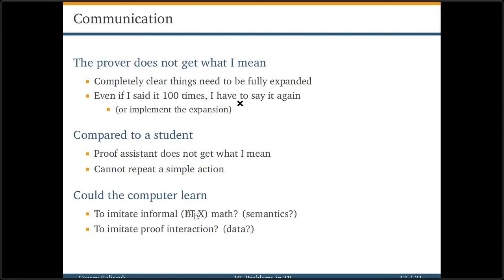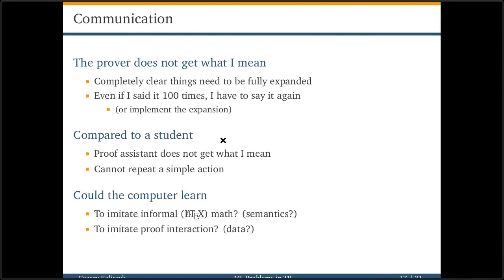You have to say it again or implement some kind of expansion that's going to do it. And here, this example of x plus zero is equal to x is a minor one, but there are some actions that you start repeating often enough and it's getting tedious, it's getting annoying. So in this sense, proof assistants are much weaker than high school students who are going to, at a certain point, sometimes after 5, sometimes after 500, depending on the particular case of the action that needs to be done, but they'll start to figure it out, they'll start to understand it, they'll start to do something.